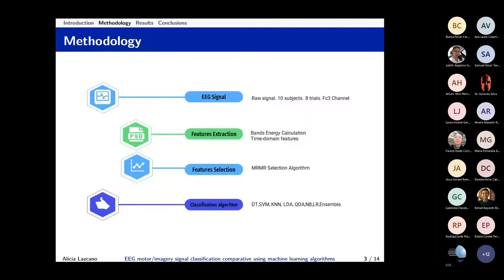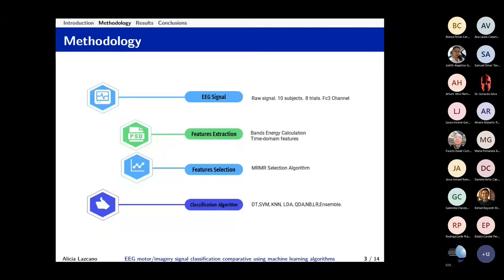In the methodology that we follow, we take the information corresponding to the raw signal of a represented sample of the dataset, composed of the information of the upper limb movement, imagery, and baseline tasks of 10 subjects, and the FC channel. Of the 64 channels available in the original data, the FC channel was chosen for its location in the brain area associated with movement, as we've seen before.